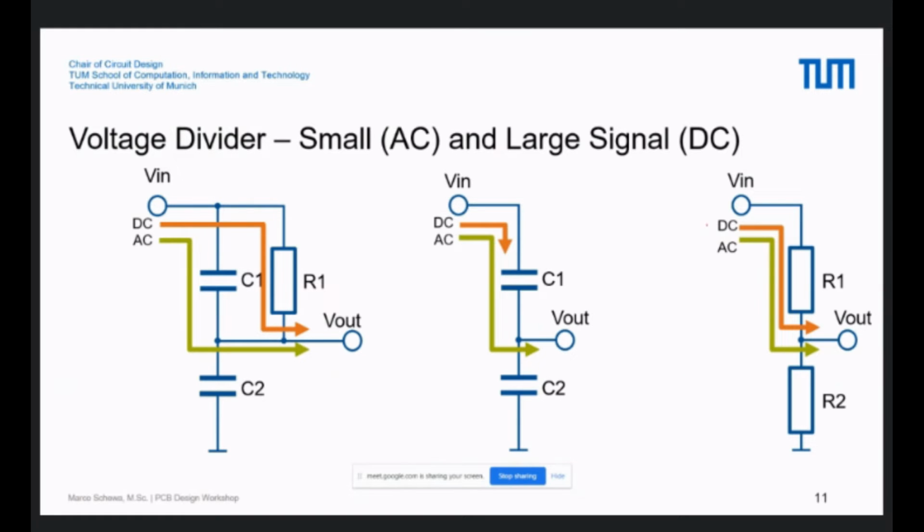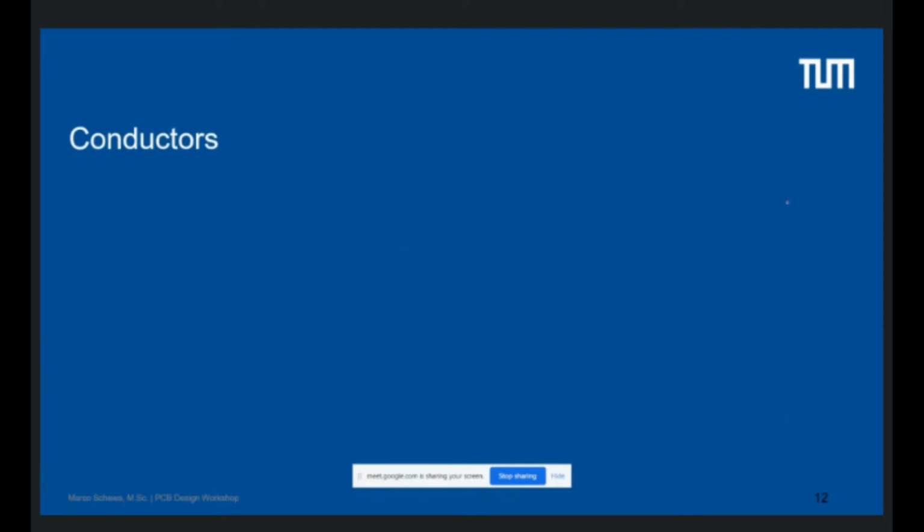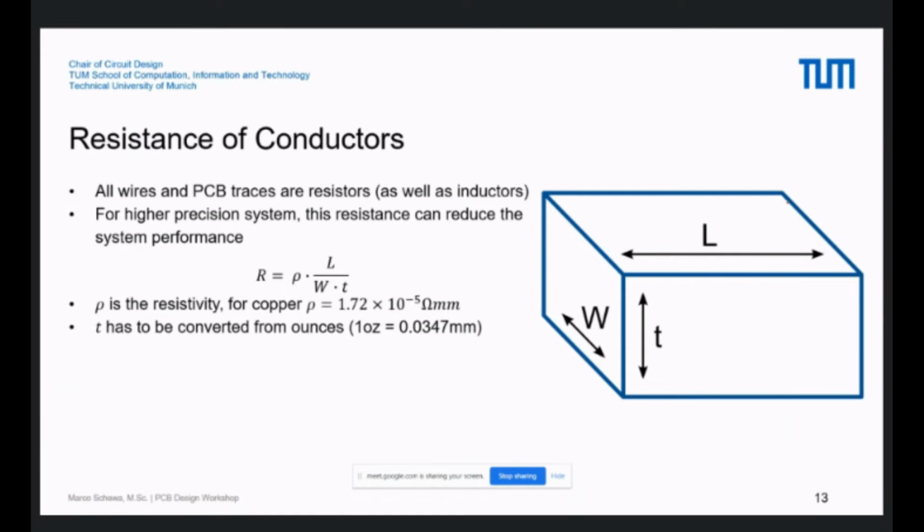But later on we are using only this one for future calculations, because a conductor or a line is more resistant in low frequency. So now we come to conductors. This is a more interesting thing for you. A conductor has a length, so the trace length, and a width, and also a height. And all wires or conductors on PCBs are resistors, as well as inductors and capacitances.